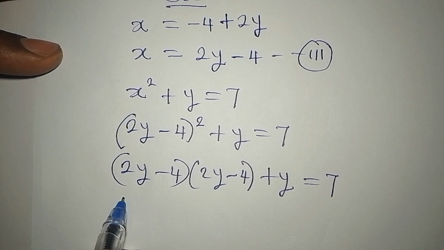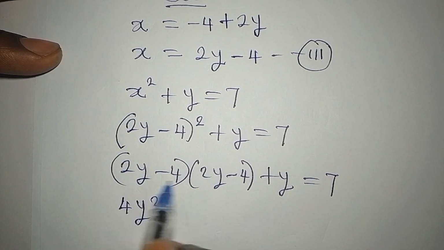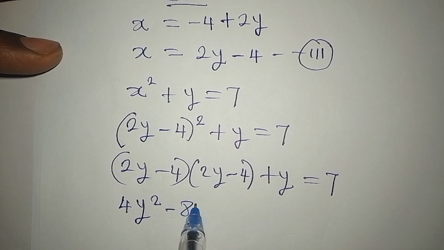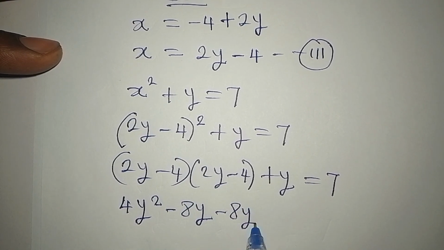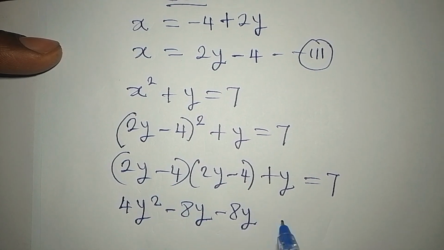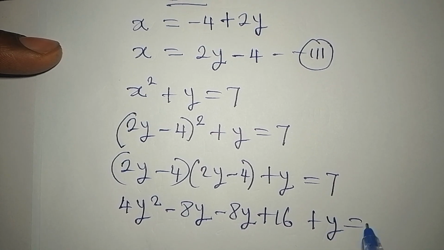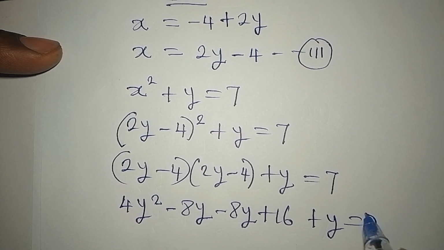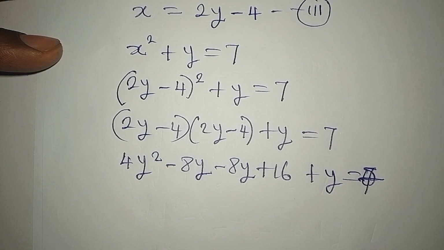2y times 2y, that is 4y squared. 2y times minus 4, that will be minus 8y. Minus 4 times 2y, that is minus 8y. Then minus 4 times minus 4 will give us plus 16. Then there's a plus y, which is equal to 7. Now let's rearrange.